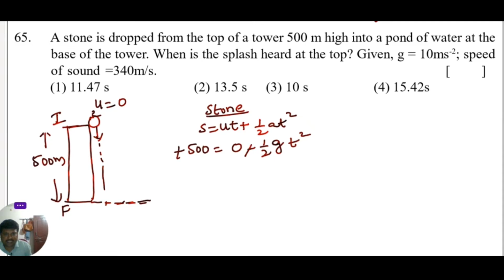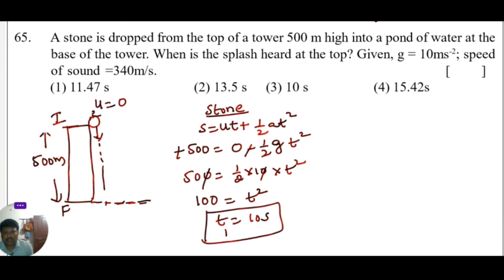So minus minus gets cancelled, so that is a half in the place of g, write 10 t square. So this is 500, so 0 0 gets cancelled. If 2 comes this way, 2 into 50, that is 100, is equal to t square. From this t is equal to 10 seconds.